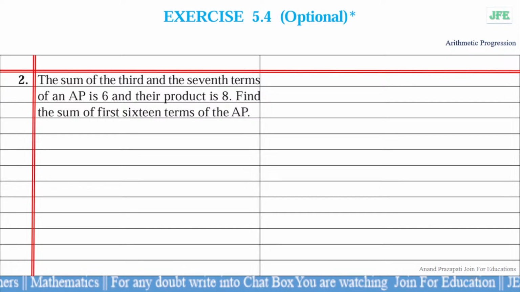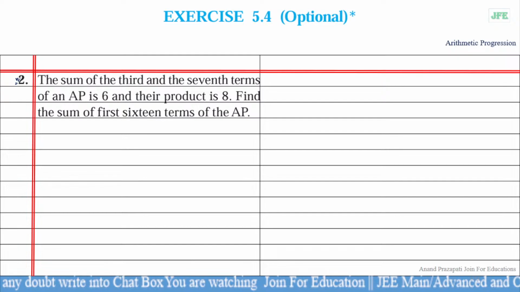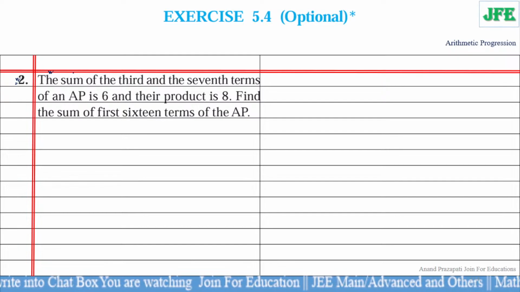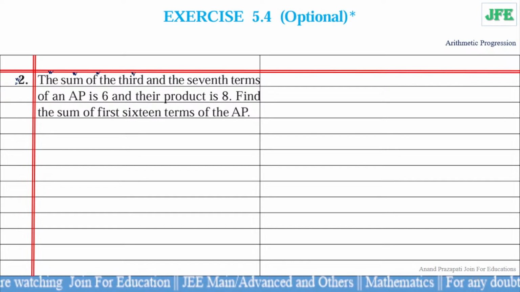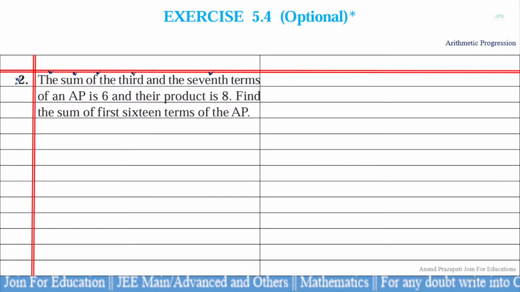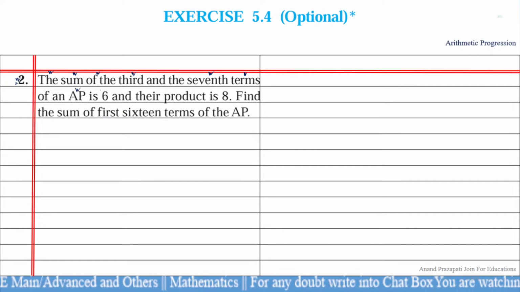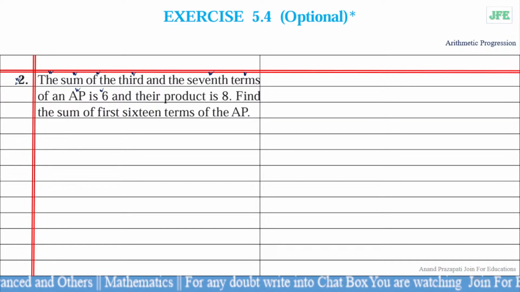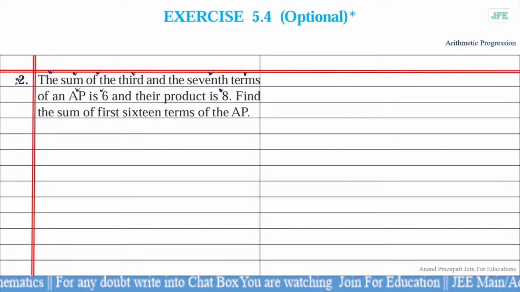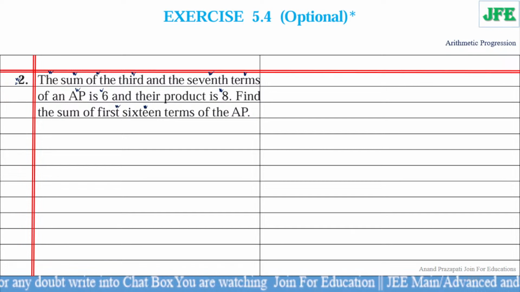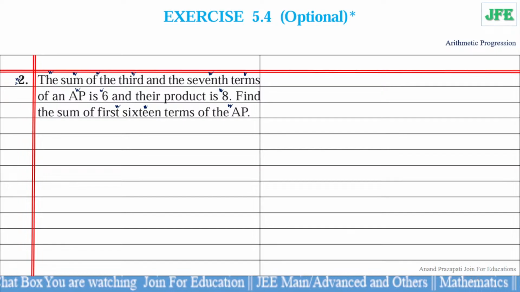Let's see the second question of this exercise. I am going to read this question. The sum of the third and the seventh terms of an AP is 6 and their product is 8. Find the sum of first 16 terms of the AP. Let's see the solution of this question.